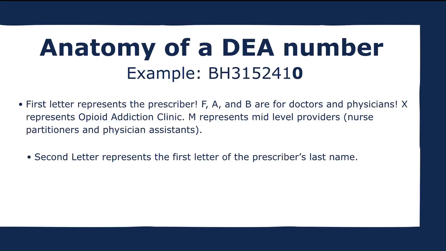So before we go any further, we have to learn the anatomy of a DEA number. So the first letter represents the prescriber. F, A, and B are for doctors and physicians. X represents opioid addiction clinics. M represents mid-level providers, which would be nurse practitioners and physician assistants. The second letter represents the first letter of the prescriber's last name.